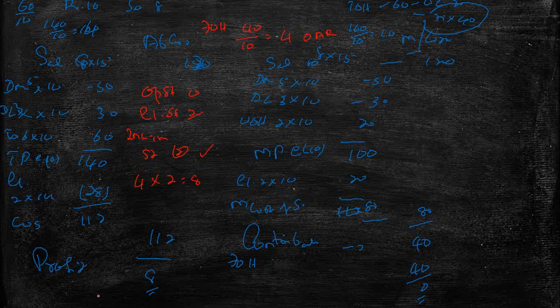So what I'm trying to say is your absorption costing profit is equivalent to marginal costing profit plus increase in stock into fixed overheads absorption rate.